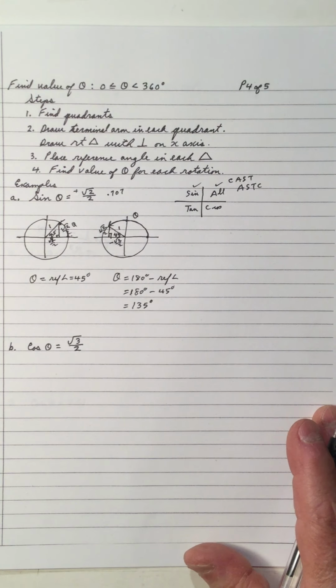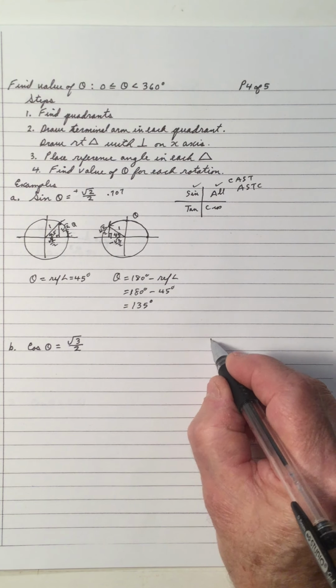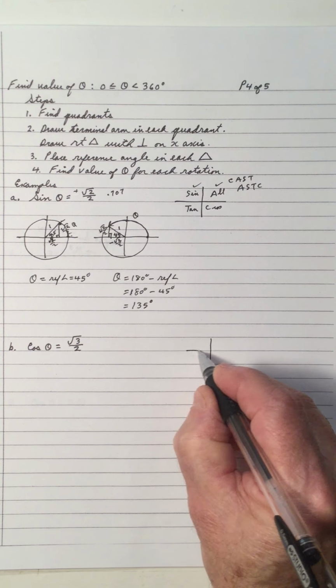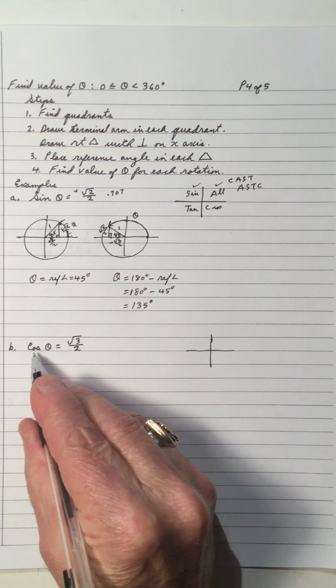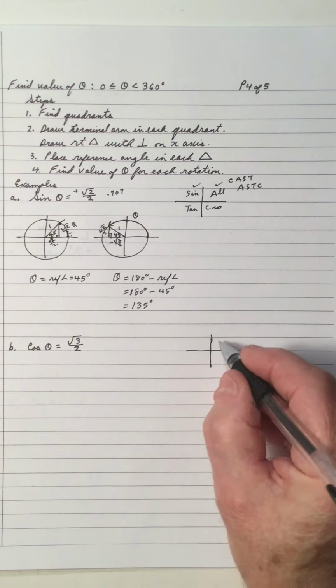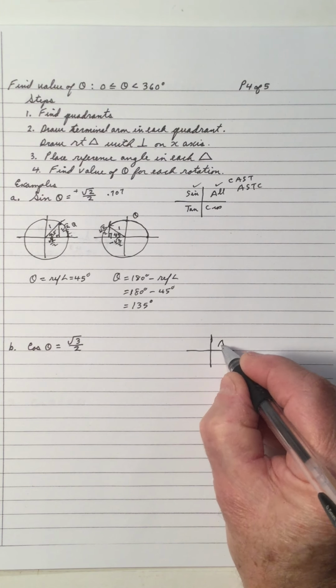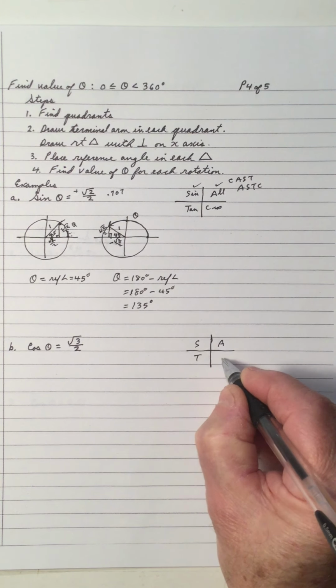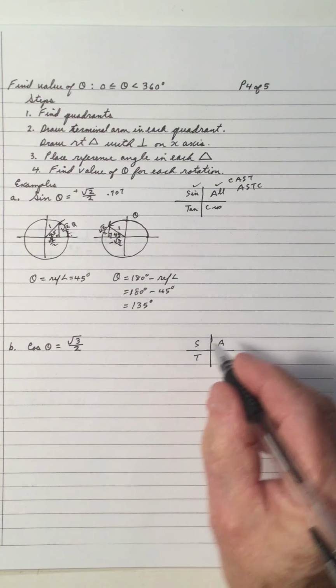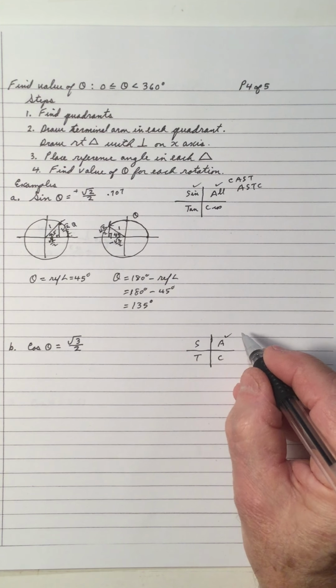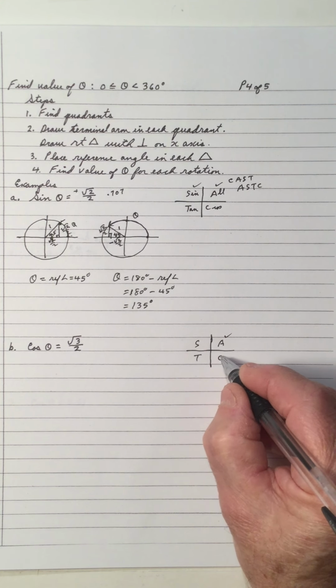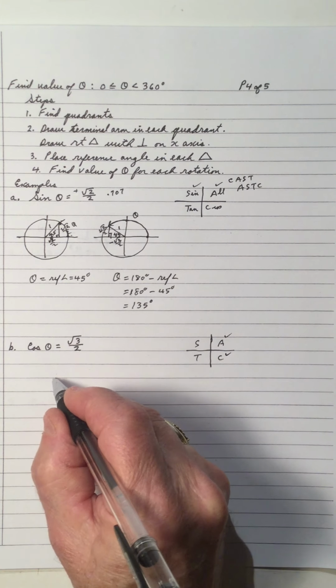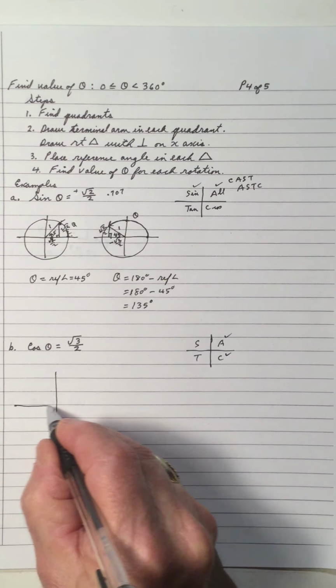So let's try another one as an example. Again, let's look where the cos is positive. So add sugar to coffee. Cos is positive in the first quadrant for sure, because they're all positive, and cos is positive in 4. So let's draw a couple of circles.